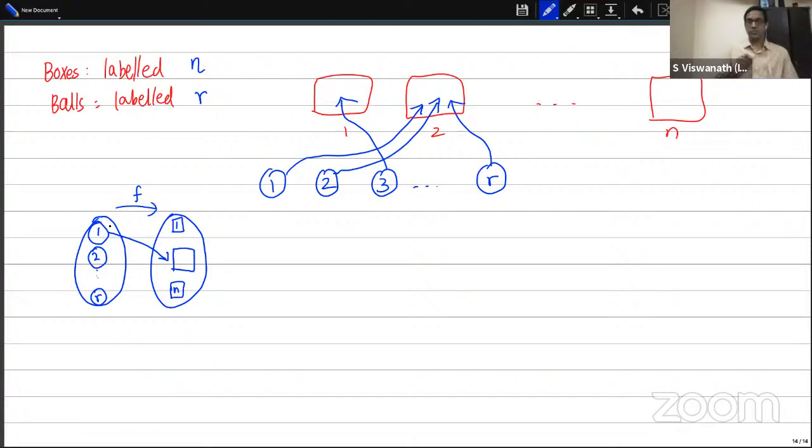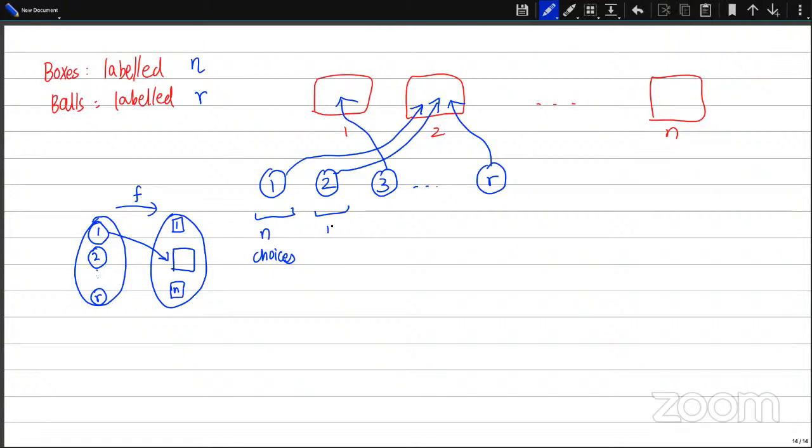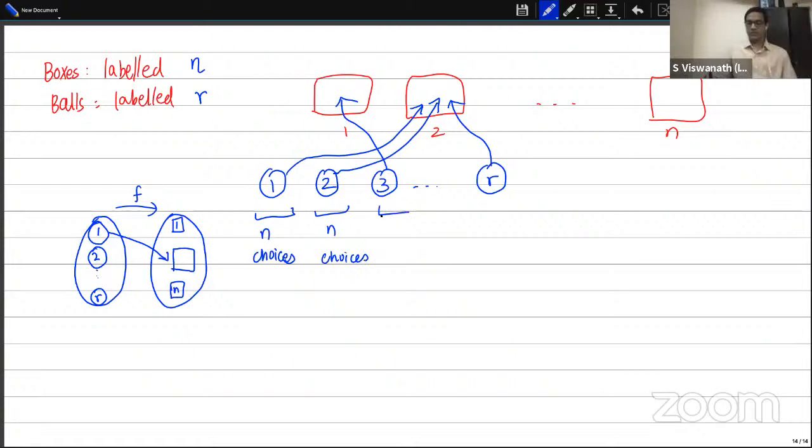Just take each ball. You need to know where that ball goes, right? If I give you a function from the set 1 to r to the set 1 to n, then that determines a configuration. It tells you where to put each ball. But of course, counting is easier. What's the count? How many functions are there? The first ball had n choices. It could go into any one of the n boxes. Second ball, n choices again, and so on. In fact, all of them have n choices. So n times n and so on, which is n power r.